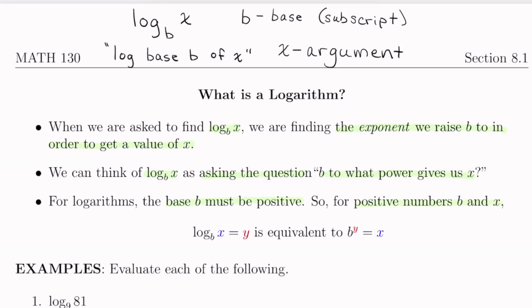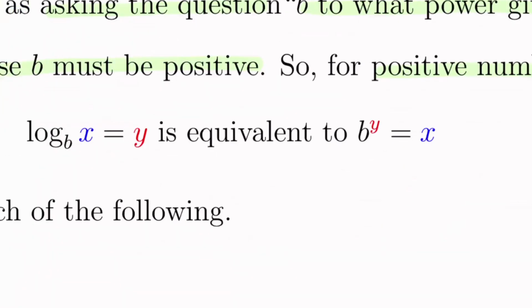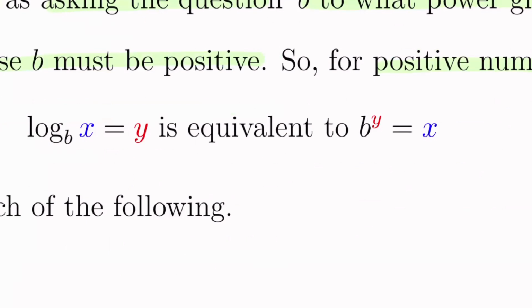Logarithms and exponential equations are inverses of each other and can be written to give equivalencies. They're not the same, but they are equivalent, meaning they have the same values. For instance, log base b of x equals y is equivalent to b to the y power equals x. And we can use this to help us think through different things.